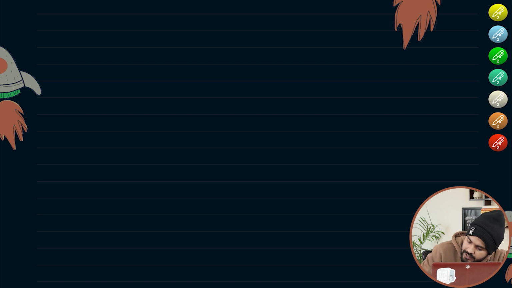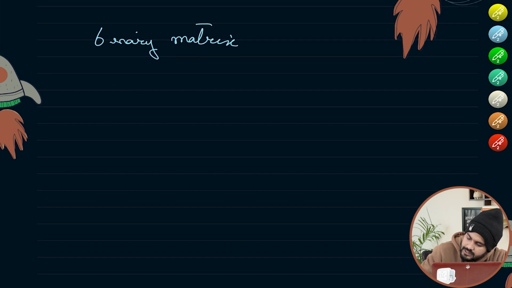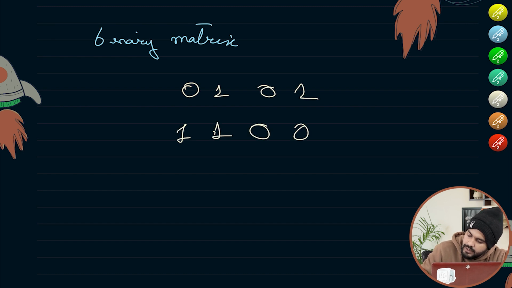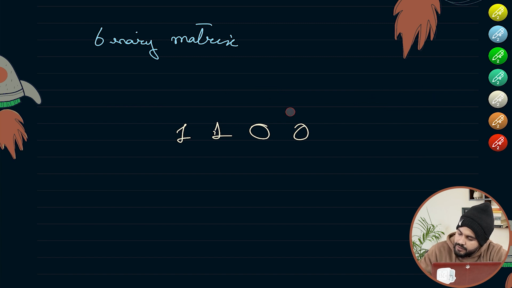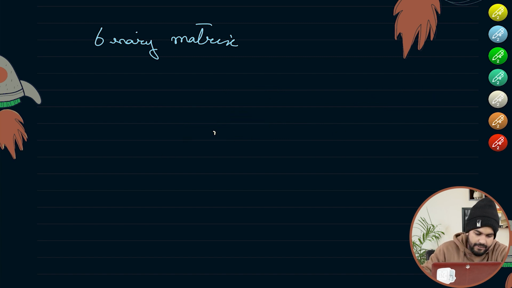So basically you are given a binary matrix. What do I mean by binary matrix? A matrix which only consists of zeros and ones. It is something like this, and you need to find the duplicate rows. So now let us just draw the very first test case and you would have an idea.